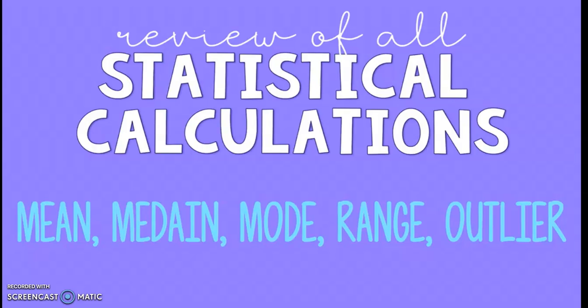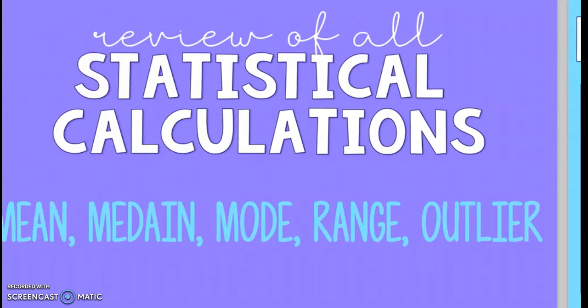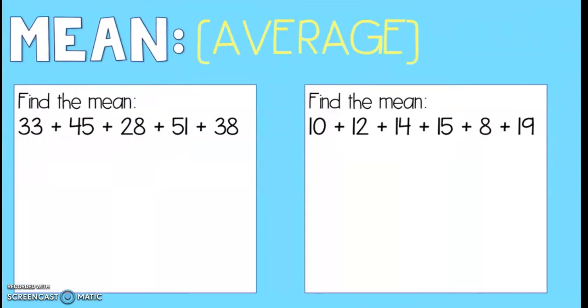All right, guys, today we're going to be reviewing all of our statistical calculations that we've worked up to this point. We're going to be reviewing how to calculate the mean, the median, the mode, the range, and outliers. So first thing we're going to talk about is the mean.